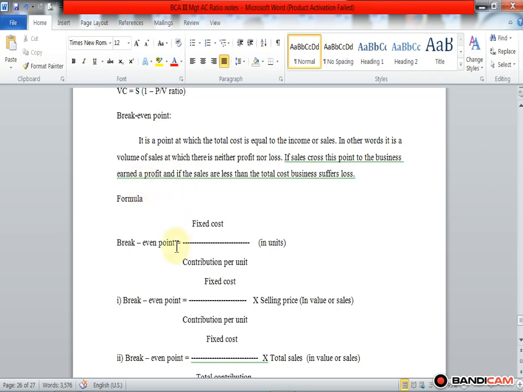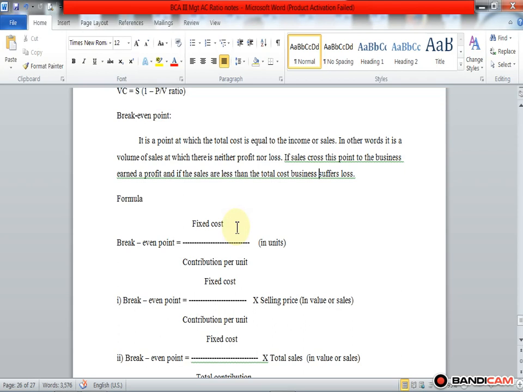Break-even point means total revenue is equal to total cost. It is a situation where the business organization or manufacturing concern neither earns a profit nor incurs a loss, and this is known as the break-even situation.